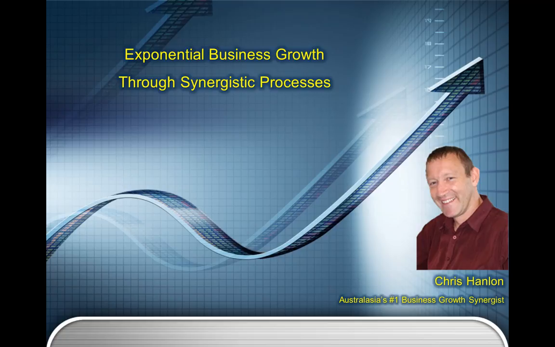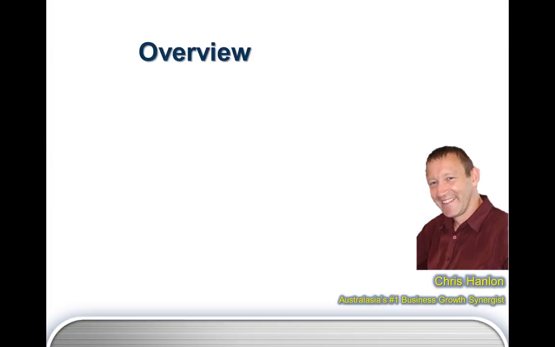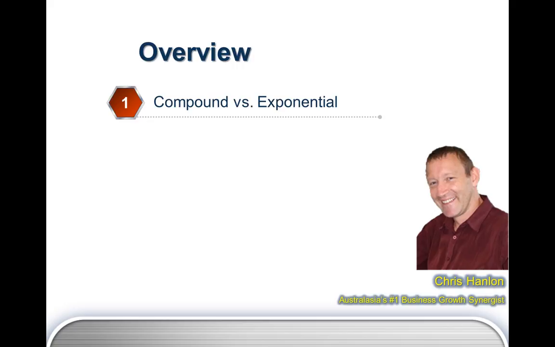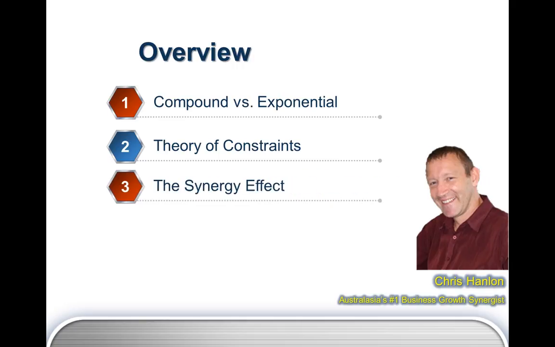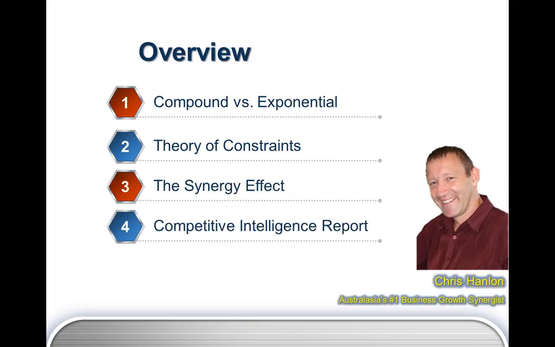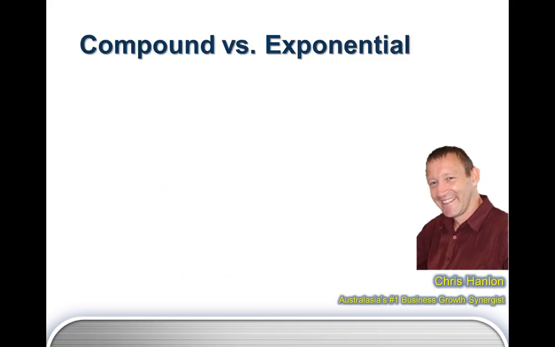So let's get started. Just as a quick overview, we're going to have a quick look at compound versus exponential in terms of growth. We're going to look at the theory of constraints. We're going to look at the synergy effect. I'm going to mention the competitive intelligence report, and we're going to go through some very brief business optimization. So this is it basically.